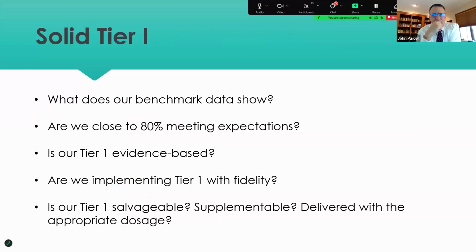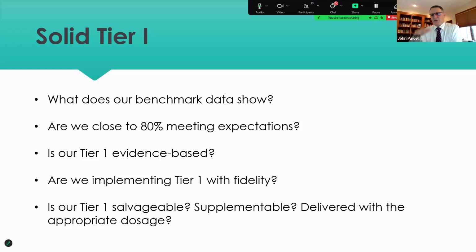This is a repeat, but it bears repeating that evidence-based and fidelity, that's so easy to overlook day to day. We sometimes skip out. We shortchange some of the steps that we should be following within our curriculum, and you're going to see the results of that. And is our tier 1 salvageable? Do we need to supplement? And again, that's based on your data.